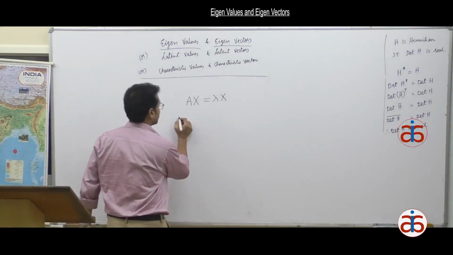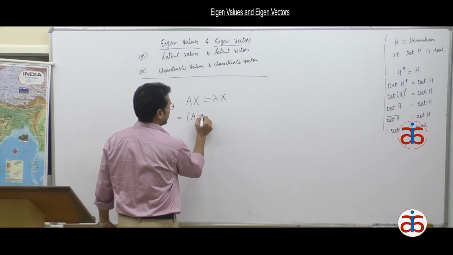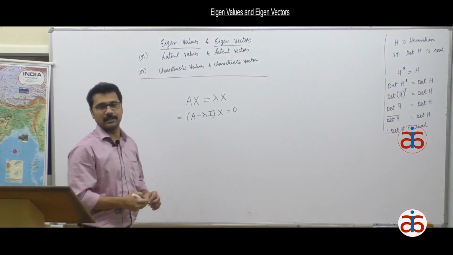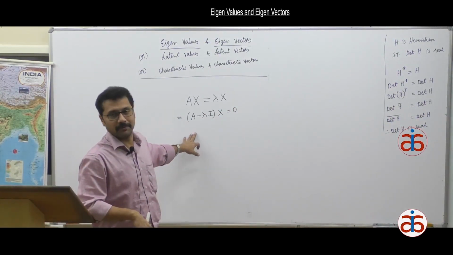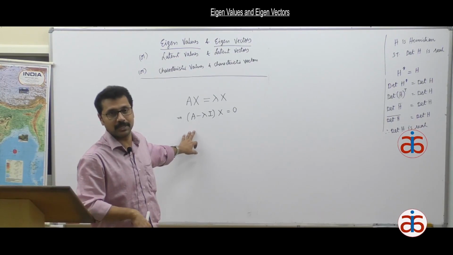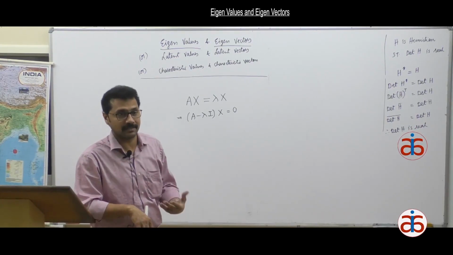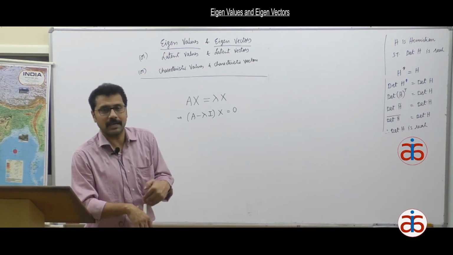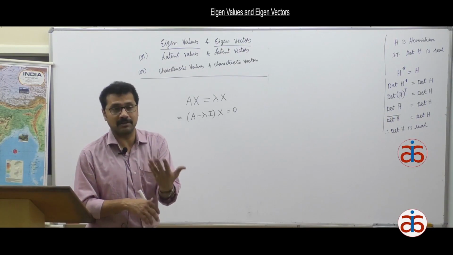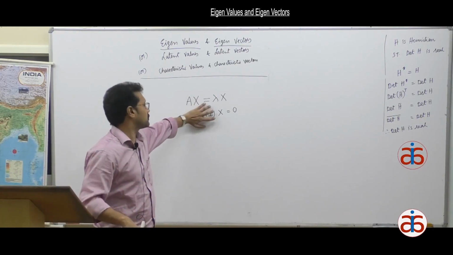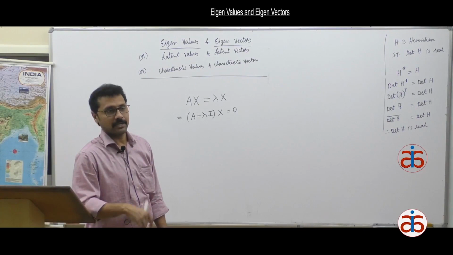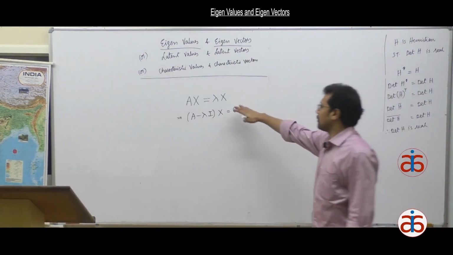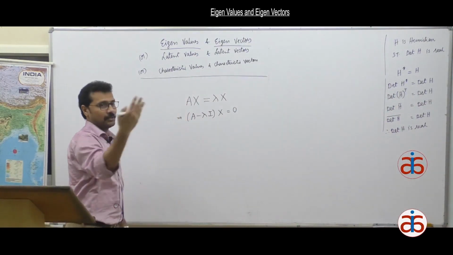In fact, this can also be written as (A minus lambda I) into x equal to 0, which looks like a homogeneous system of linear equations. Remember, a homogeneous system of linear equations is always consistent, and always has a trivial solution, which is x equal to 0. So the question is always about what would be those non-trivial solutions x such that this matrix into x equal to 0. So if you are able to find all those non-trivial solutions, then the problem is called the eigenvalue problem.